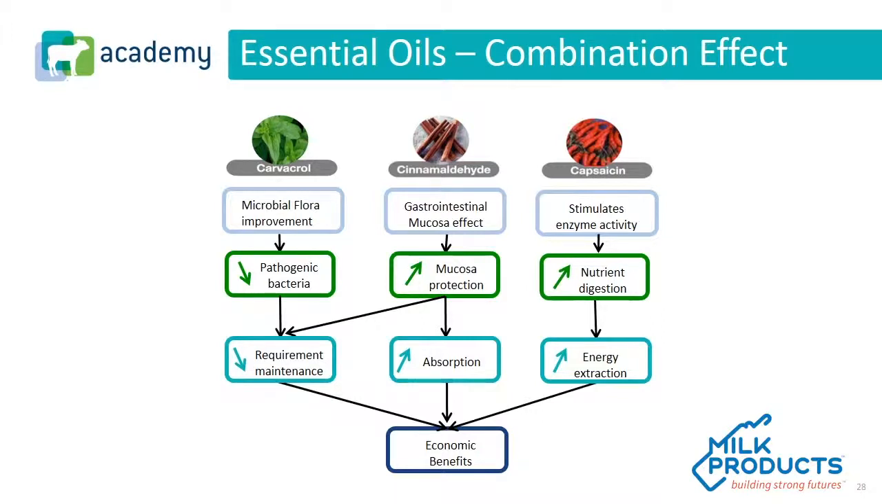It increases gut mucosal development of the absorptive surface of the developing small intestine. This increases absorption and feed efficiency and has economic benefits. If one looks at the extract of the chili pepper, the active ingredient called capsaicin, this stimulates enzyme activity. It increases nutrient digestion, and it increases energy extraction, or the energy value of the feed, having economic benefits.